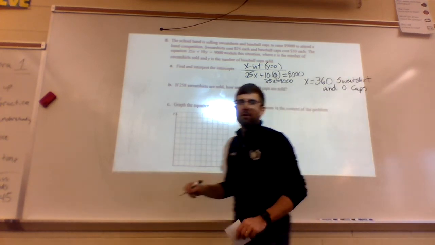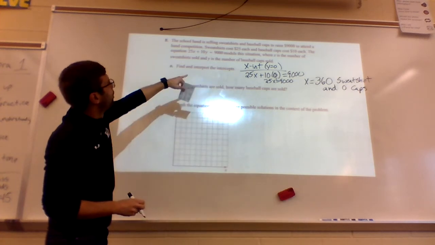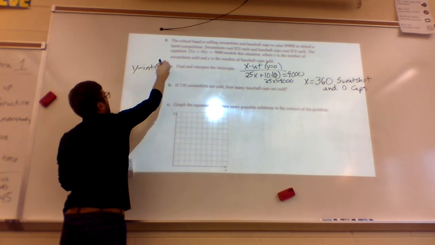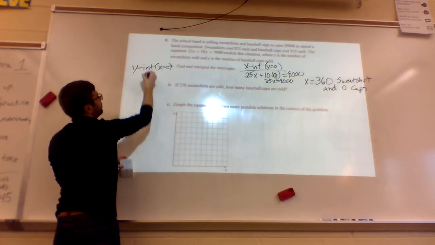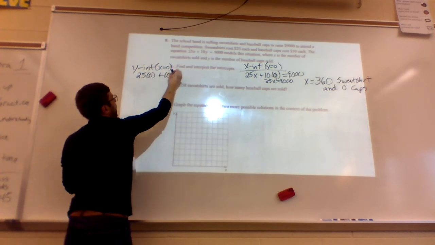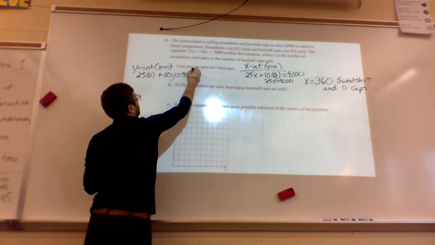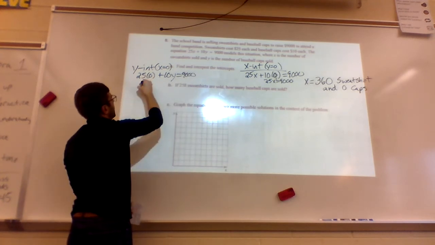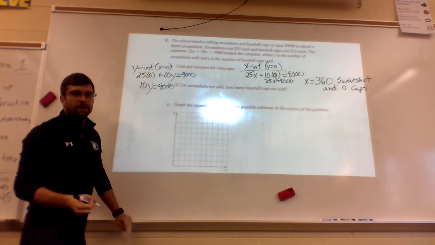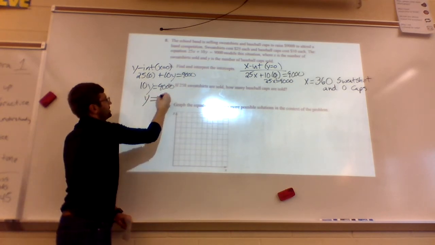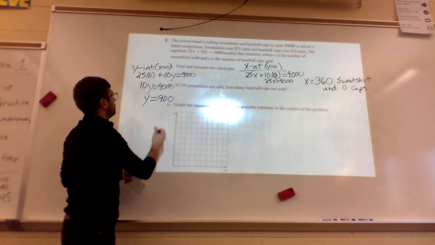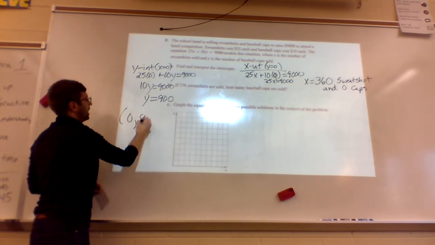Okay, similarly, we can go back and we can figure out our y-intercept. So for the y-intercept, we've got x equals 0. So we'll do 25 times 0 plus 10y equals 9,000. When we do that, 10y equals 9,000. Divide that out, and y equals 900. So we want to go back and make sense of that. We've got the point 0, 900.